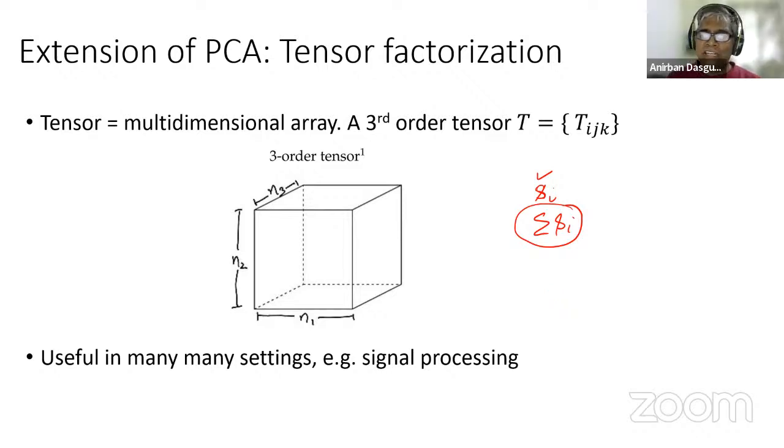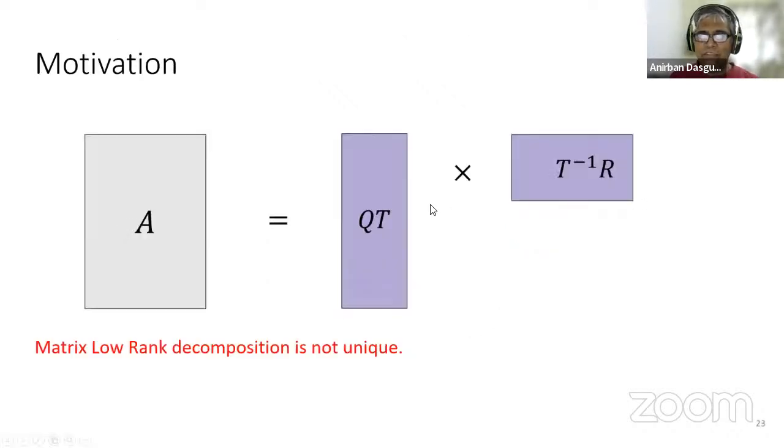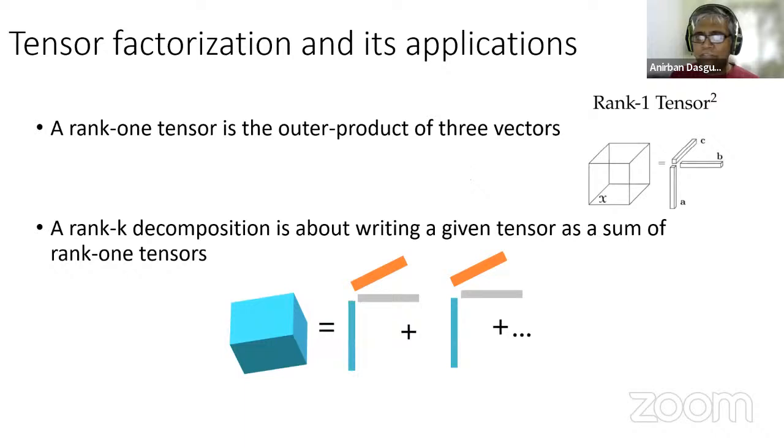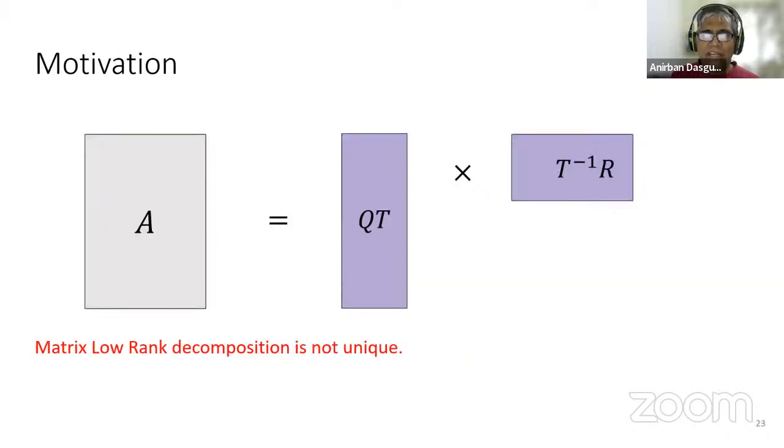So let me talk a little bit about tensor factorization and the coresets for that. So what is a tensor? Well, a tensor is basically a multi-dimensional array. That's one view of it, and that's really the view that we will take. I'm not going to talk about tensor as an operator. It's useful in many settings such as signal processing. And why do we talk about tensor factorization? Here is a very nice reason behind it.